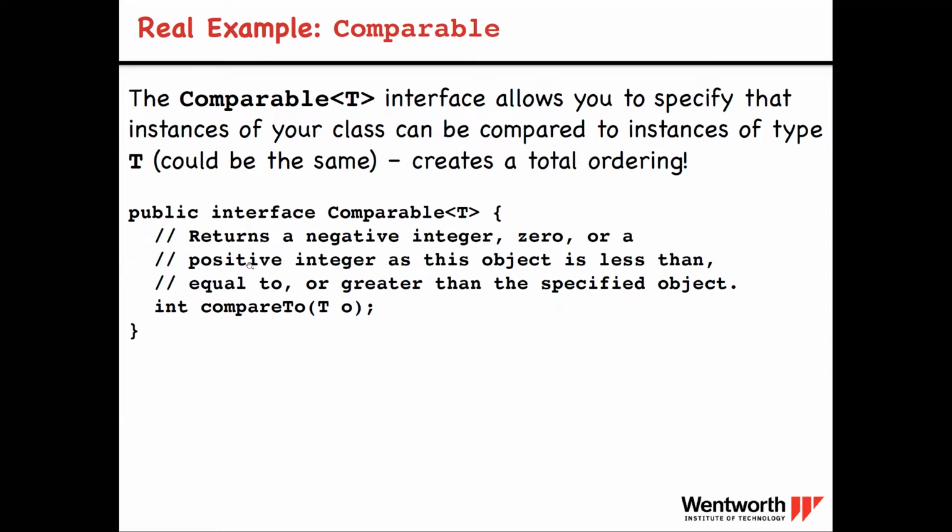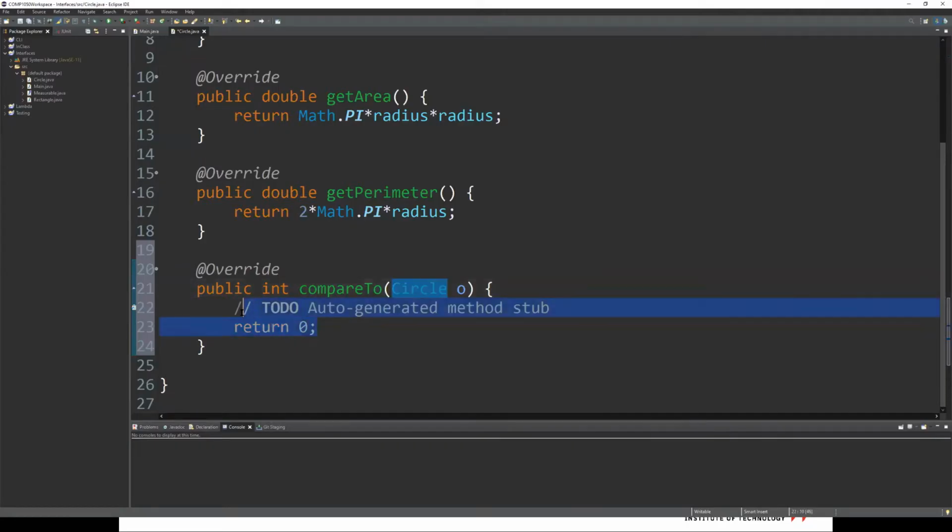And how we define negative, 0, or positive, that's up to us. We write the method. Comparable gives us the interface. It gives us the contract saying that compareTo must exist. But what compareTo does, that's totally up to us. So we can write whatever code we want to in here.